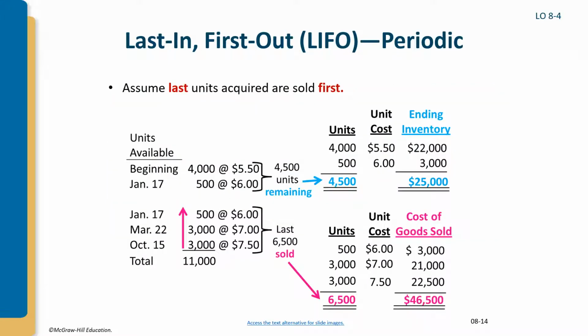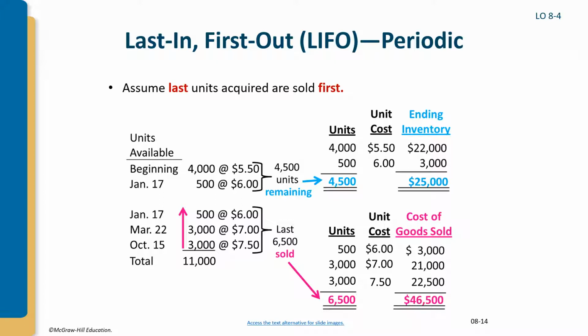The last method is last in, first out. Last in, first out assumes the newest items in inventory, or the last ones purchased, are sold first. So we're first going to take you through the periodic system and how you would remove inventory under LIFO. Then we'll look at the perpetual.